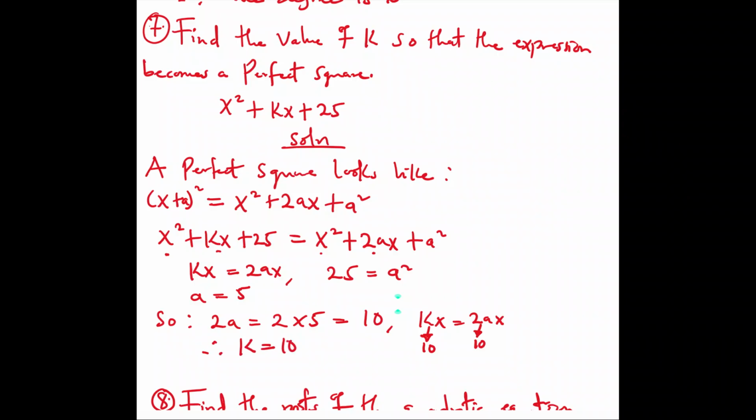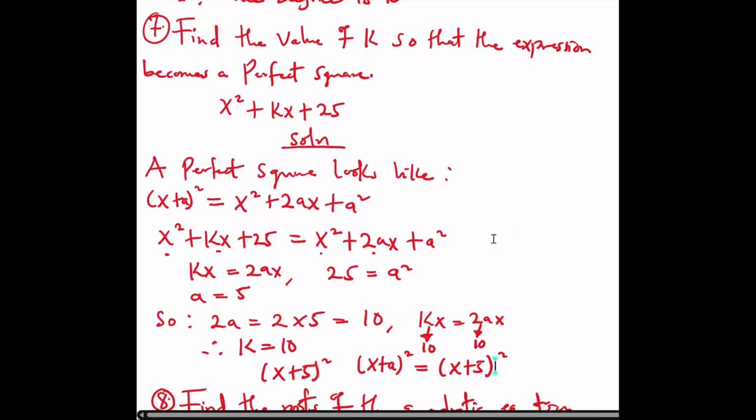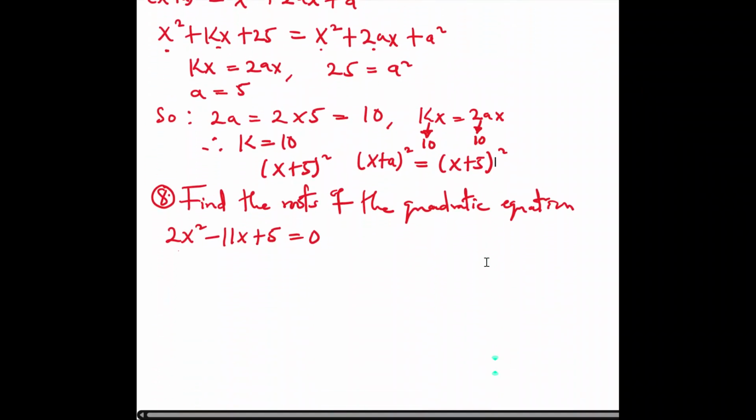Okay, so therefore we say that k is equals to 10, and so we can say that the trinomial expression becomes x plus 5 squared. Okay, because where do we get the x plus 5 squared? We already said that x plus a all squared, and we say that a is equals to 5. So in this case we say that x plus 5 all squared, because a is 5. So that's it for that question.